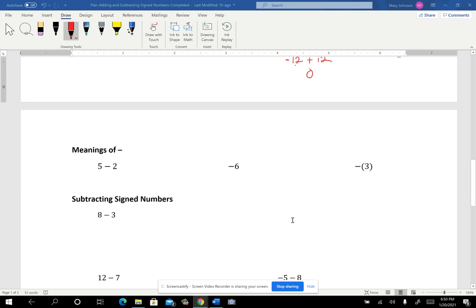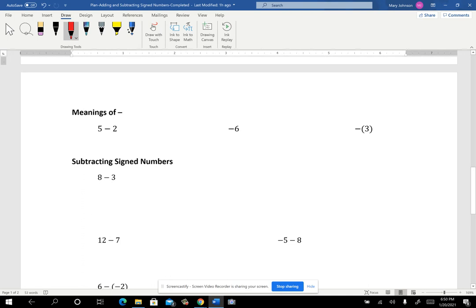All right, so now we're going to get into subtracting signed numbers. It's a little bit harder to think about. One of the issues is that the sign we use for subtraction also has other meanings, and I want you just to see that.